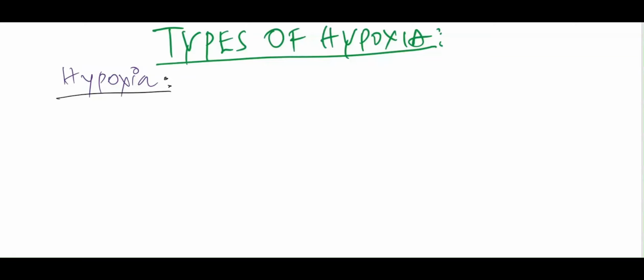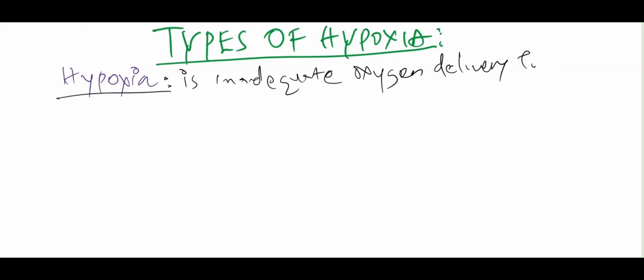So today let's get a glimpse of what are the types of hypoxia. So let's define hypoxia first. Well, hypoxia here is simply inadequate oxygen delivery to the tissues. Low oxygen, less than tissue requirement delivery.